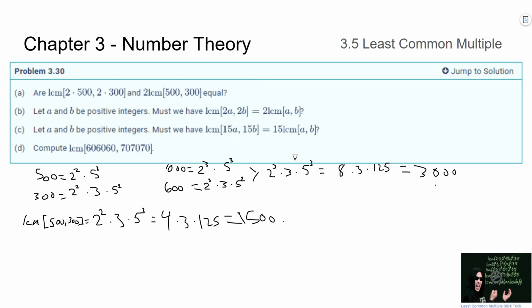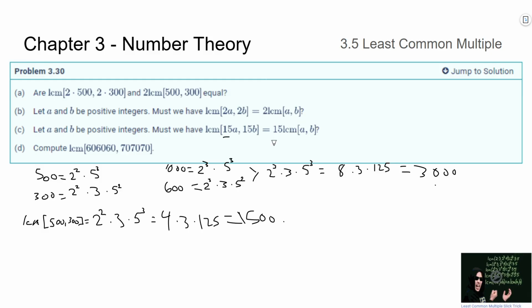And it is true that that would be the case because of this. You're just adding in another factor of 2 for both of them. So when you find the least common multiple, the factor of 2 is just an extra 2, which means the least common multiple will always be doubled because of the extra factor of 2. So then C, same thing, but we have a factor of 15. Can you pull out that 15?